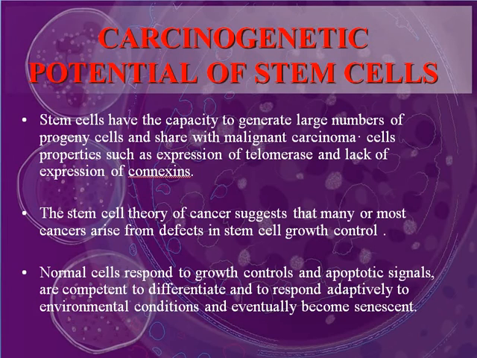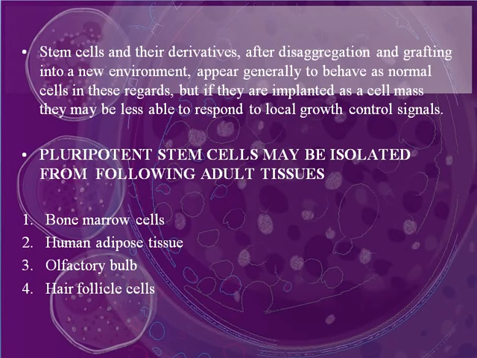So whenever there is a differentiated cell, it signals the stem cells to stop producing more differentiated cells, and the stem cells stop. But in a malignancy, this doesn't happen. It keeps on producing. Stem cells and their derivatives, after disaggregation and grafting into a new environment, appear generally to behave as normal cells in these regards, but if they are implanted as a cell mass, they may be less able to respond to local growth control signals.